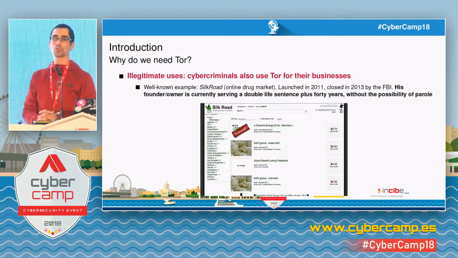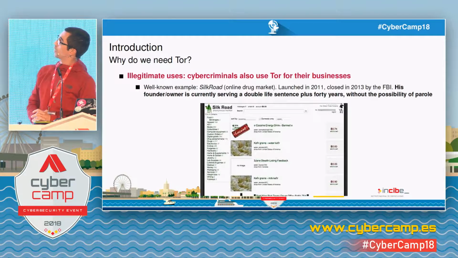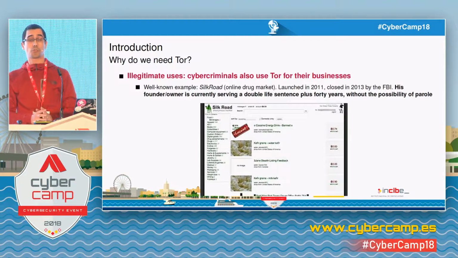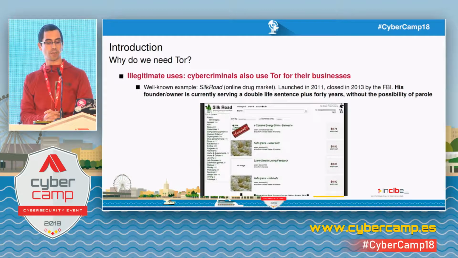This is an image from a forum called Silk Road. It was basically an online drug market. You could buy any drug. It was a 24/7 dealer. This service was launched in 2011. It was closed two years later by the FBI.